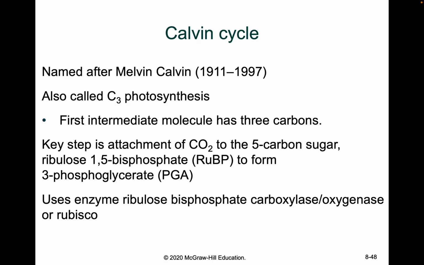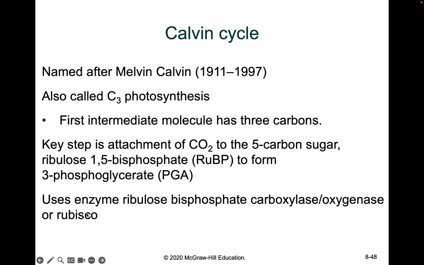But the most key and important part of the Calvin cycle is when you get the carbon dioxide and stick it into this five carbon sugar, which we call ribulose 1,5-bisphosphate, RuBP. When we attach it, this gives you a six carbon compound, which is then immediately broken into two 3-phosphoglycerates. All of this is done by a very important multi-enzyme complex that we call Rubisco, or ribulose bisphosphate carboxylase/oxygenase.